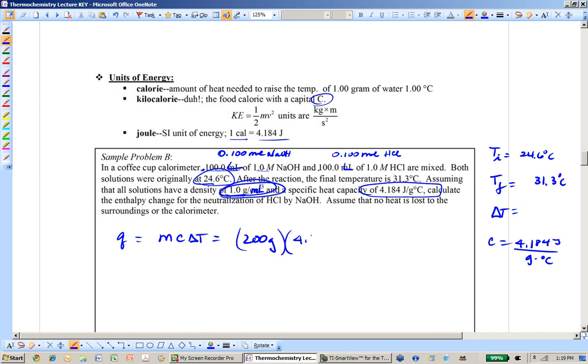C was 4.184 joules per gram degree C. And delta T is final minus initial. And because this is at constant pressure, this is also equal to delta H. I had to reread the problem real quick. All right, so what do we got?